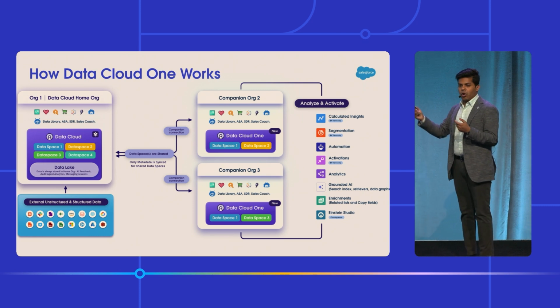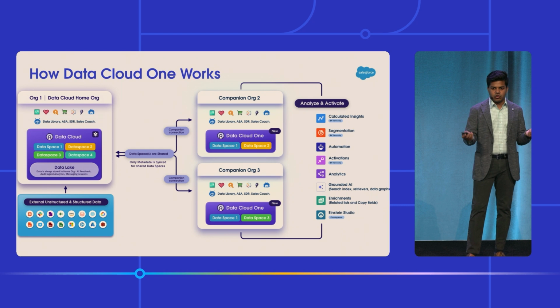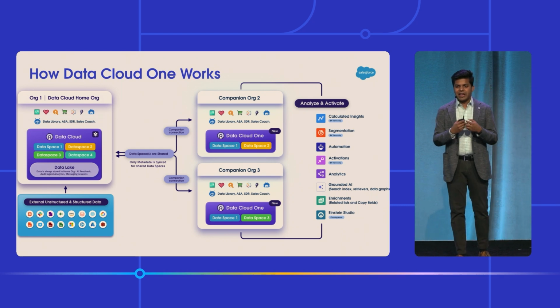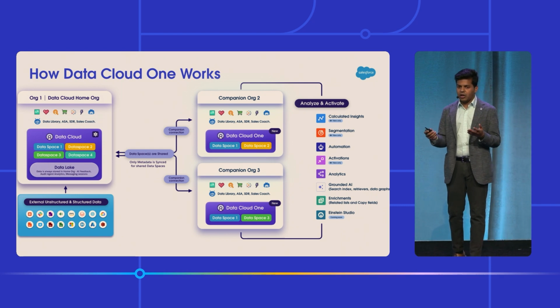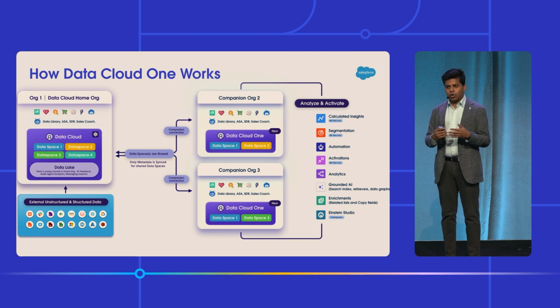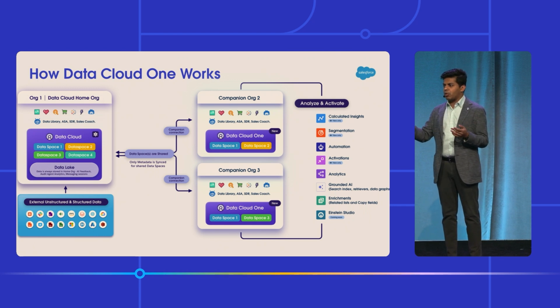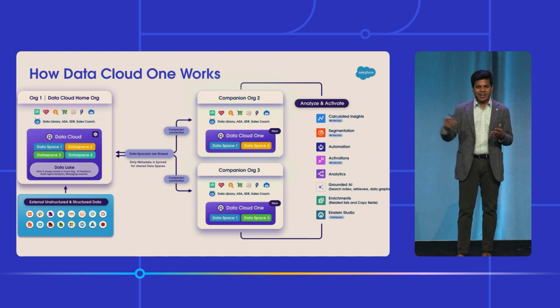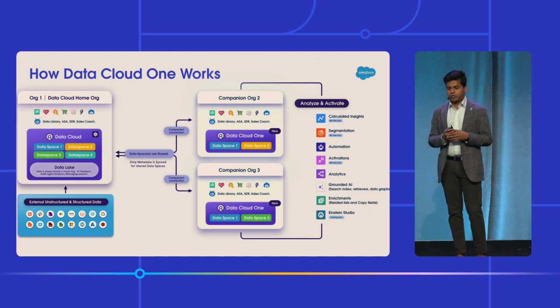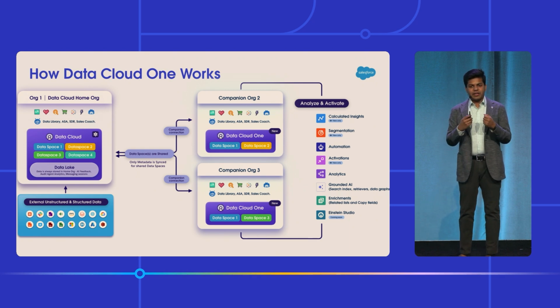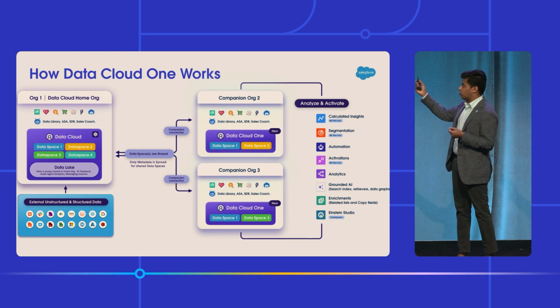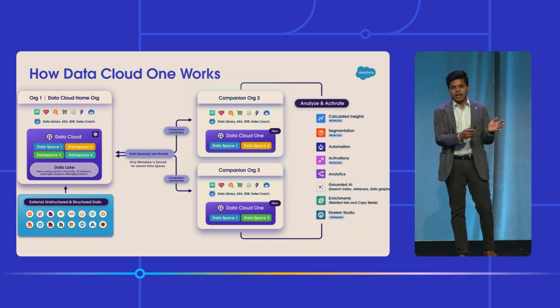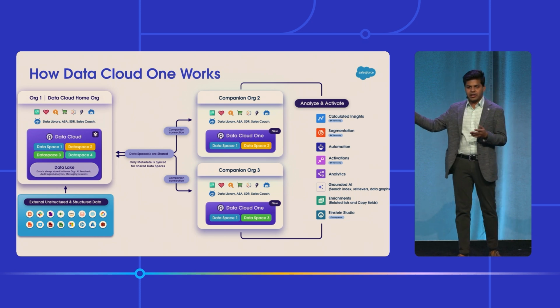Customers in the home org can bring all the structured, unstructured data into this particular org. They can organize and partition that data using data spaces. So if you, for example, want to separate out your employee as well as your customer data, you can separate that out using data spaces. Now, the home org decides which of these data spaces I want to share with these companion orgs, just like how we saw it in the demo. You can share that out.